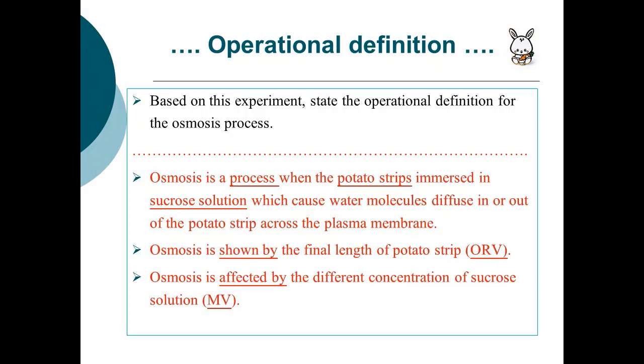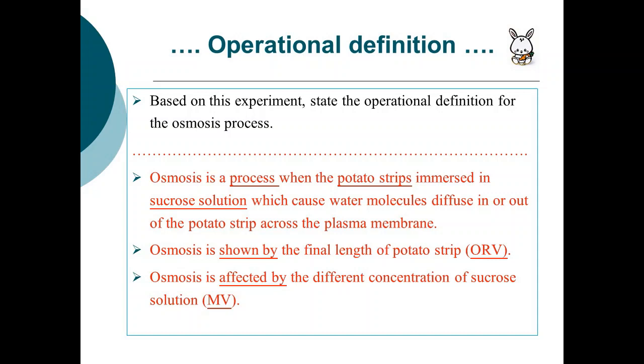So tip number 1, we have to put in the materials that are used in the experiment, for example, potato strip, sucrose solution. Tip number 2, we have to put in the RV that is being observed by writing "shown by". So the ORV is the RV that we can observe. O here is the operating responding variable.